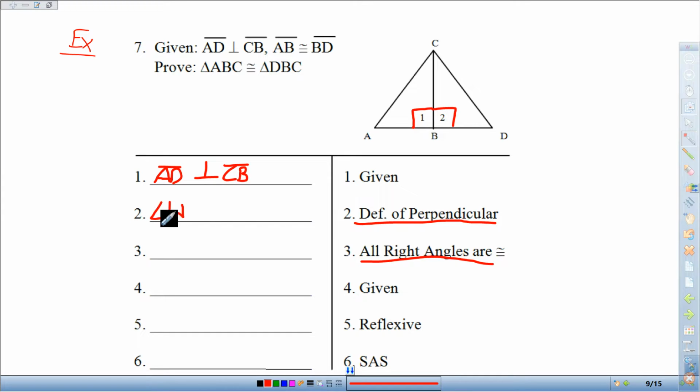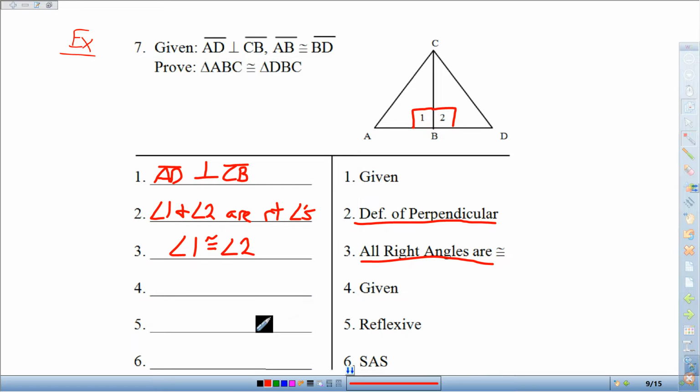I want to say angle 1 and angle 2 are right angles. Just a reminder why: that's the definition of perpendicular. That's what it means for things to be perpendicular. It creates right angles. From here, we can get another statement. And this one's almost so obvious, it's easy to skip. But the thing we can say is since these are both right angles, they are also congruent to one another. We can say that angle 1 is congruent to angle 2.